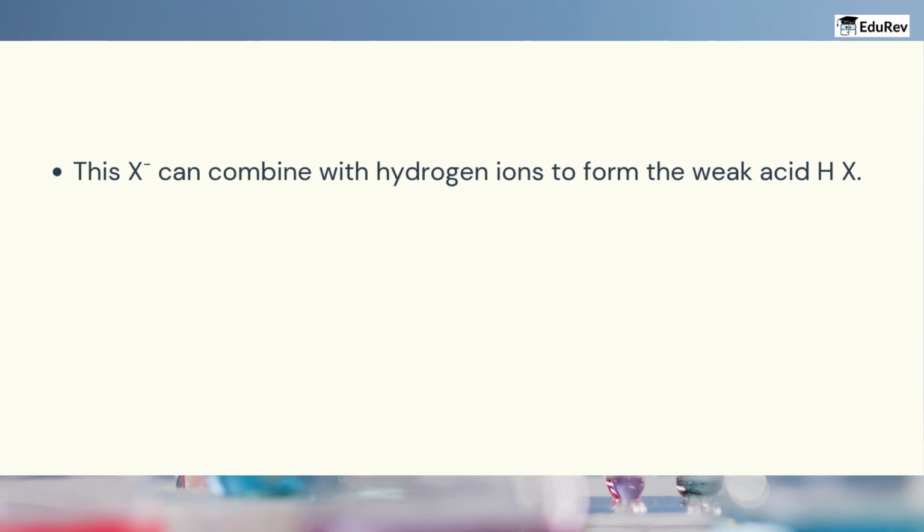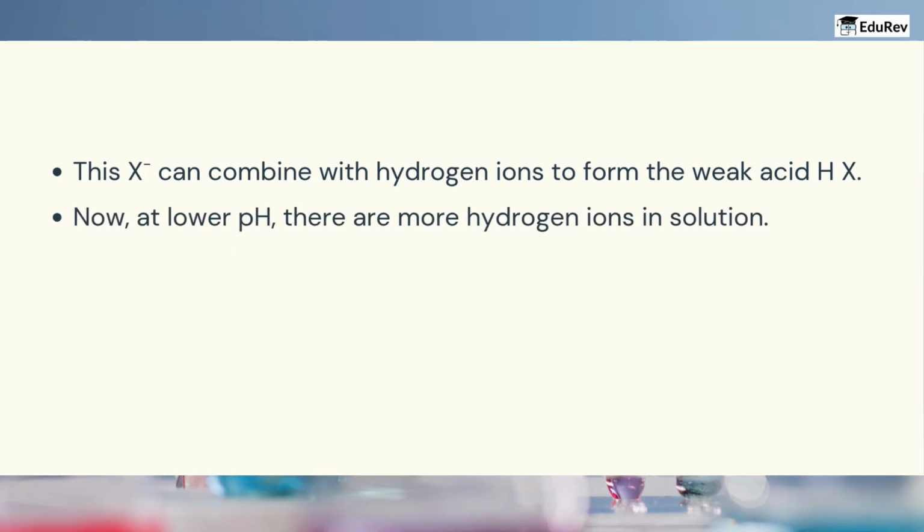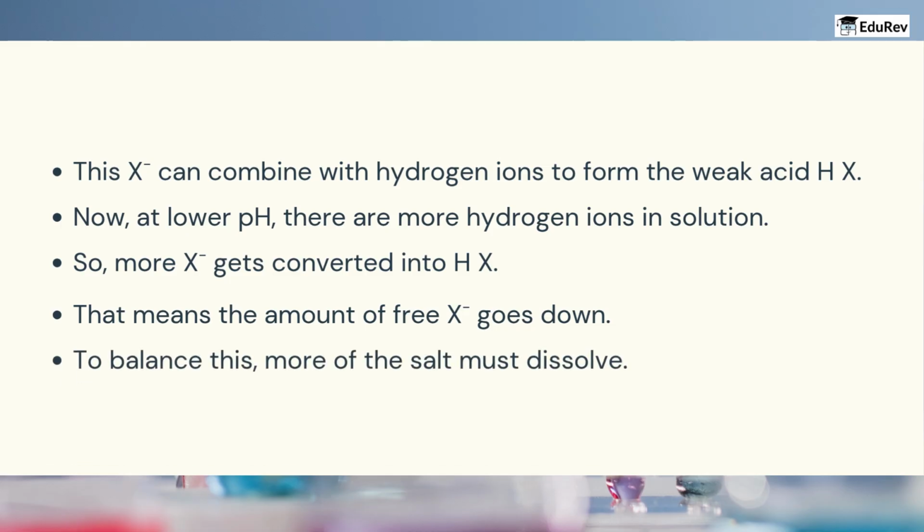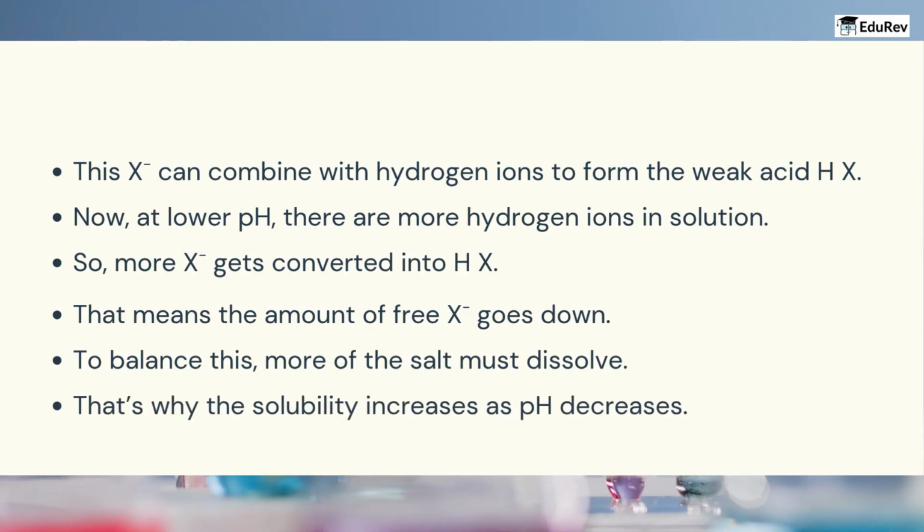Imagine a salt that gives the anion X- in water. This X- can combine with hydrogen ions to form the weak acid HX. Now, at lower pH, there are more hydrogen ions in solution. So, more X- gets converted into HX. That means the amount of free X- goes down. To balance this, more of the salt must dissolve. That's why the solubility increases as pH decreases.